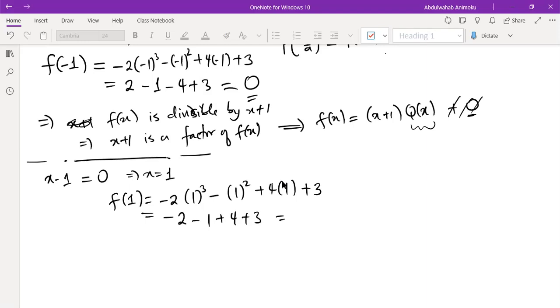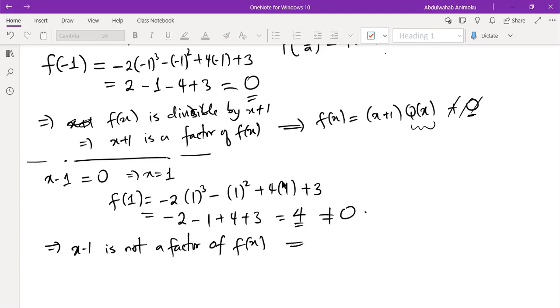This will be minus 3 plus 4 plus 3, that will give us plus 4. This is not equal to 0. Because of this, it means x minus 1 is not a factor of f of x.